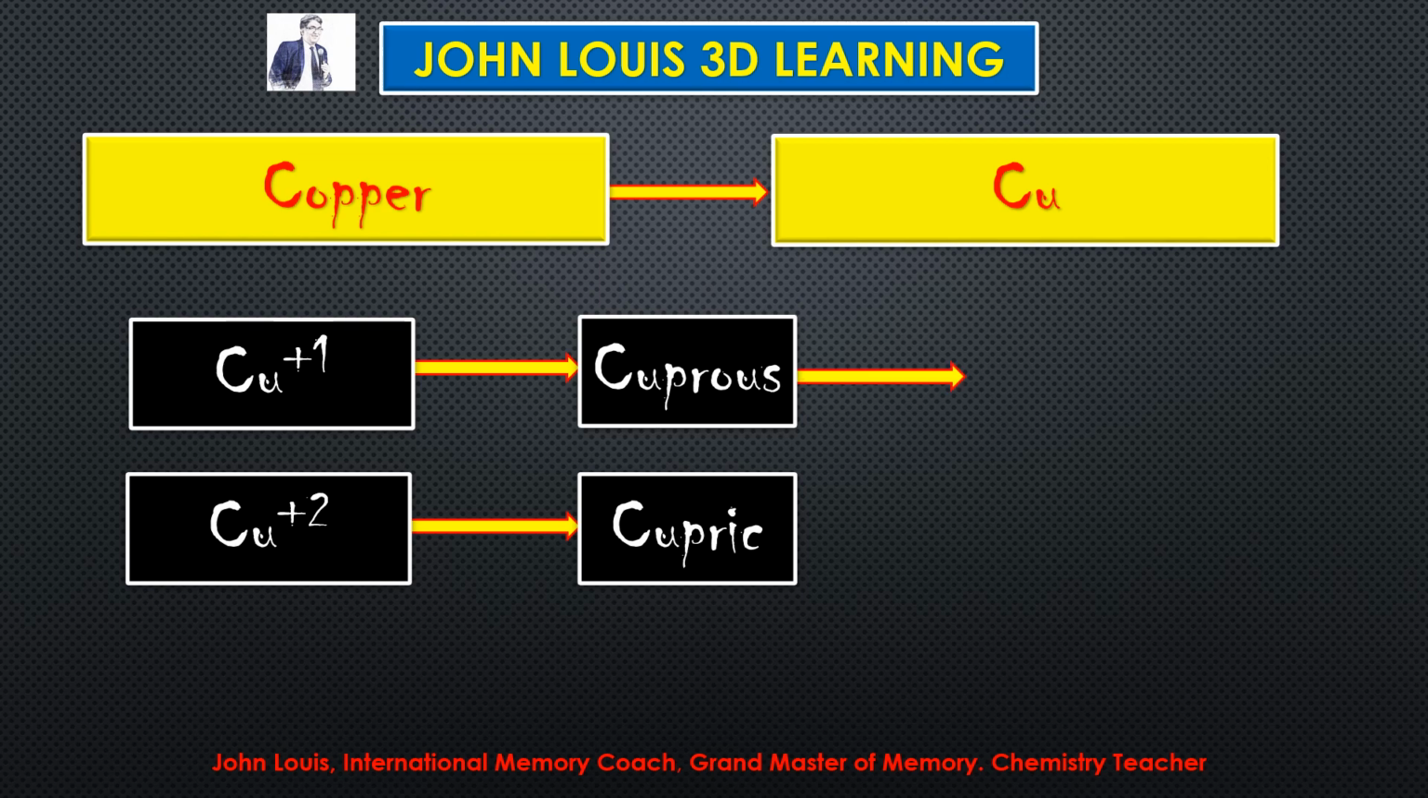That is, the lower valency will always end with OUS and the higher valency will end with IC. This is old method to represent the variable valencies of copper or any variable valency ions. OUS represents smaller valency of that ion and IC represents the higher valency of that ion. So copper lower valency is 1, therefore cuprous, higher valency is 2, therefore it is cupric.